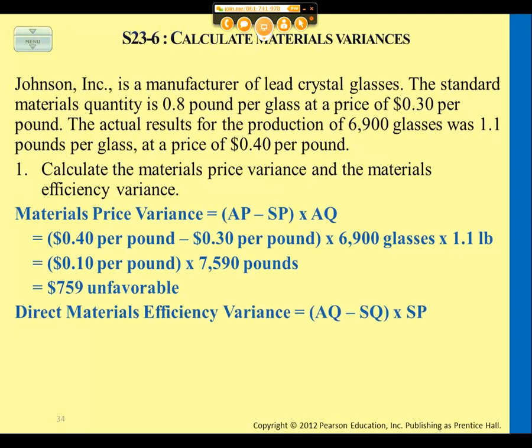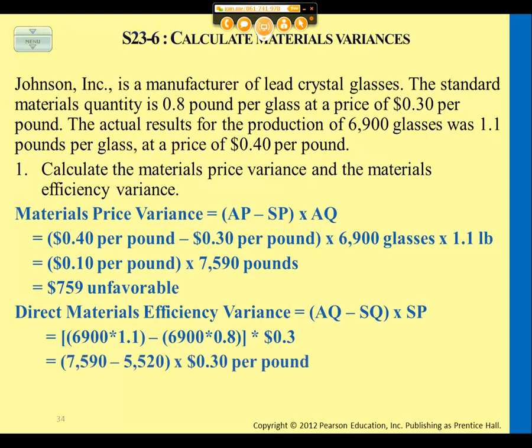The direct materials efficiency variance is the difference between actual quantity and standard quantity multiplied by the standard price. Again, just like I did here, I need to have everything in pounds. So I took 6,900 multiplied by 1.1 and subtracted 6,900 multiplied by 0.8. My standard price is 30 cents, all given to me. By calculating this, I find that it's 621 and it's unfavorable.